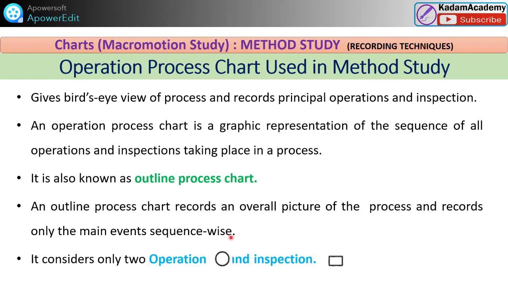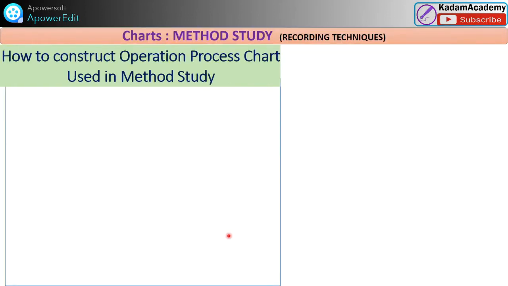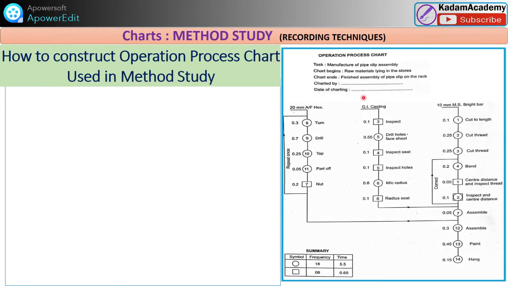If you have any industry in front of you, any product, how do you construct an operation process chart using method study? You see here the same example. First we studied the manufacture of the pipe clip assembly. That is your task. We have to construct this operation process chart, and the chart begins with the raw material lying in the stores and ends with the finished assembly. Overall process, outline process, you are going to study here.